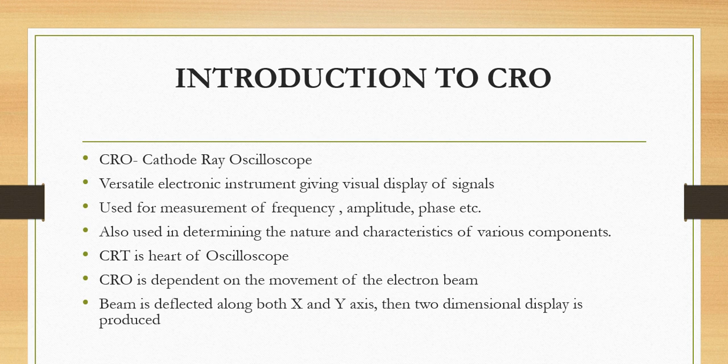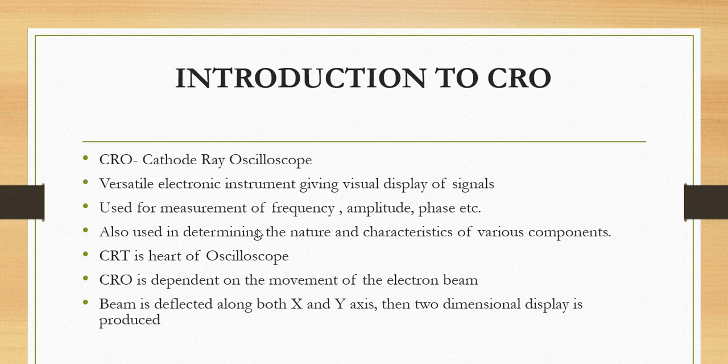It is also used in determining the nature and characteristics of various components, because by measuring the frequency, amplitude and phase across any component, it will give you the behavior of that component. That's why it is important, because by eye we can't see the waveforms directly in any circuit, so we require a visual display, and the CRO offers that visual display.